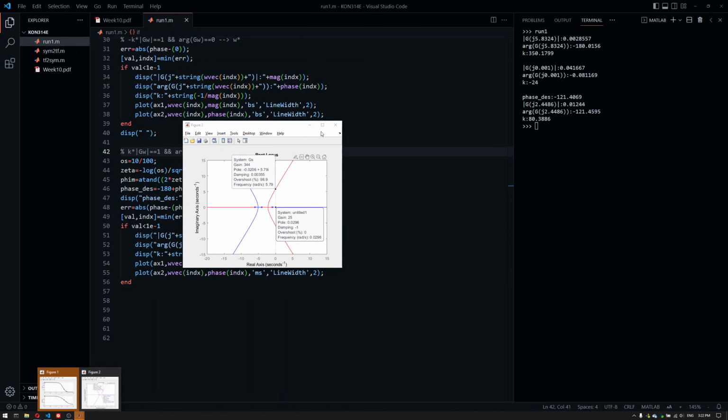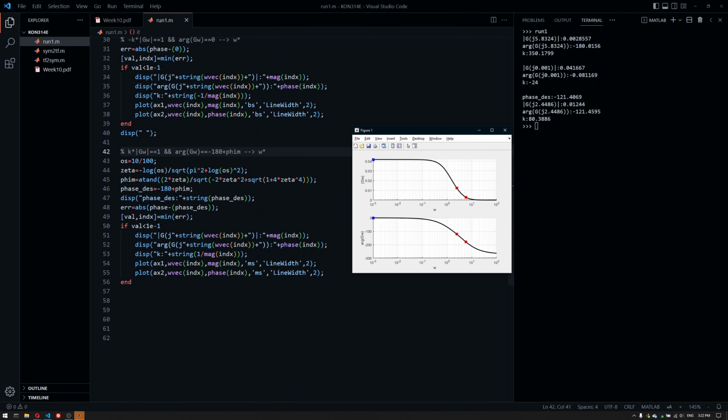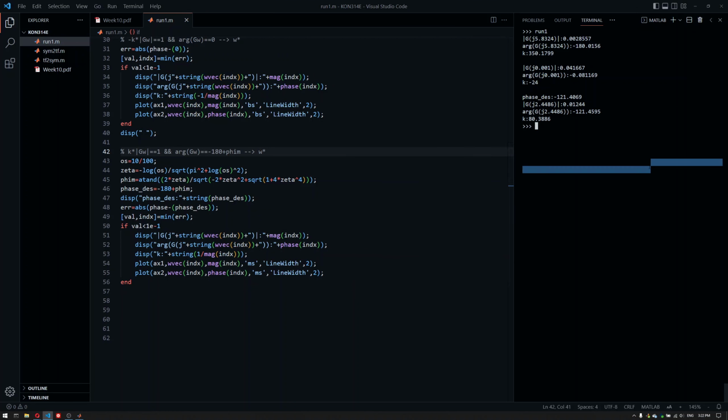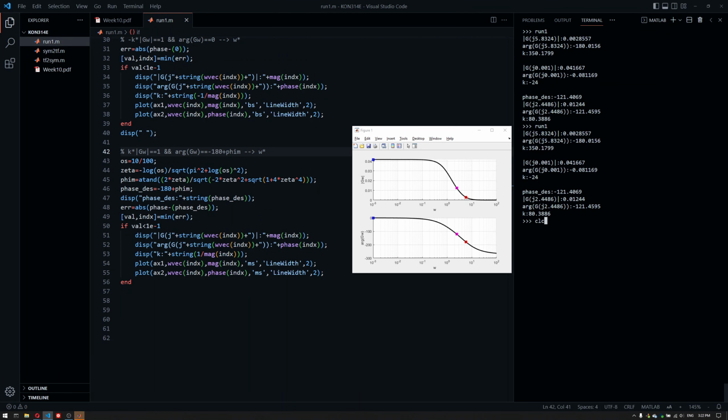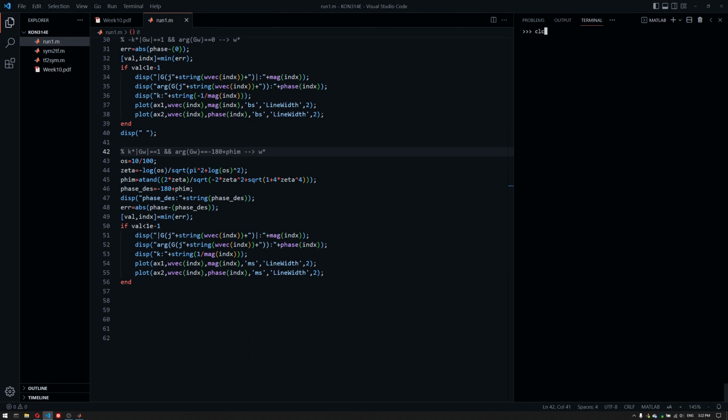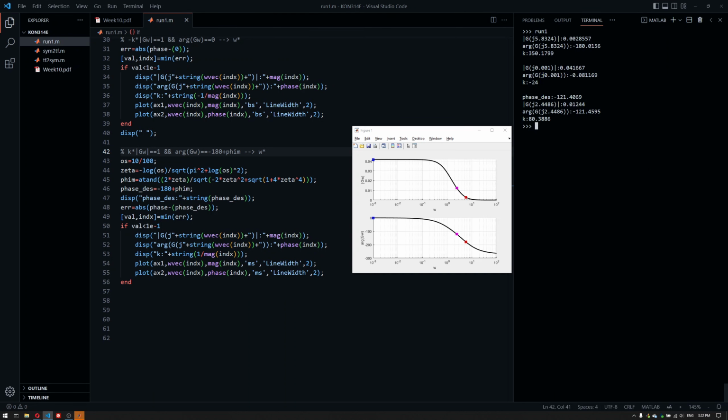So let me close this figure and open this one. And you can see that's what I'm talking about. We're just going a little bit to the left. Let me run it again for the color to take effect. There we go. This magenta point here is exactly the point of interest.